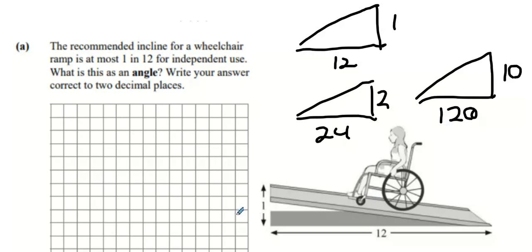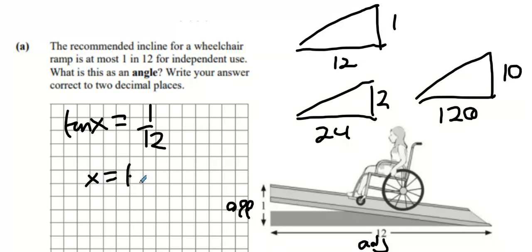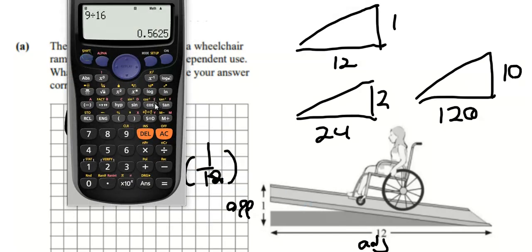Now, the opposite is 1. The adjacent is 12. So what function are we going to use? Tan x, 1 over 12. We're then going to tan inverse 1 over 12. And when we tan inverse 1 over 12, 4 points. Is it 76? Yeah. Okay.